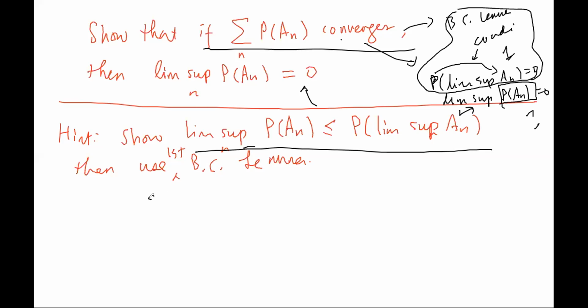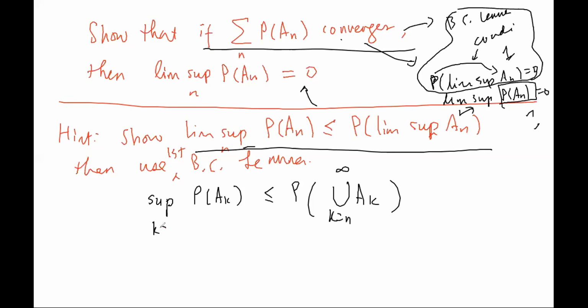Now, first thing we note the following. So what is this? This is the supremum. When you have P(A_k), this is a sequence of probability values for the sets A_k, k equals n, n plus 1, and so on, right? So this is the supremum of a set. The supremum of this set is definitely bounded by P of the union of A_k, k from n to infinity. Agree?